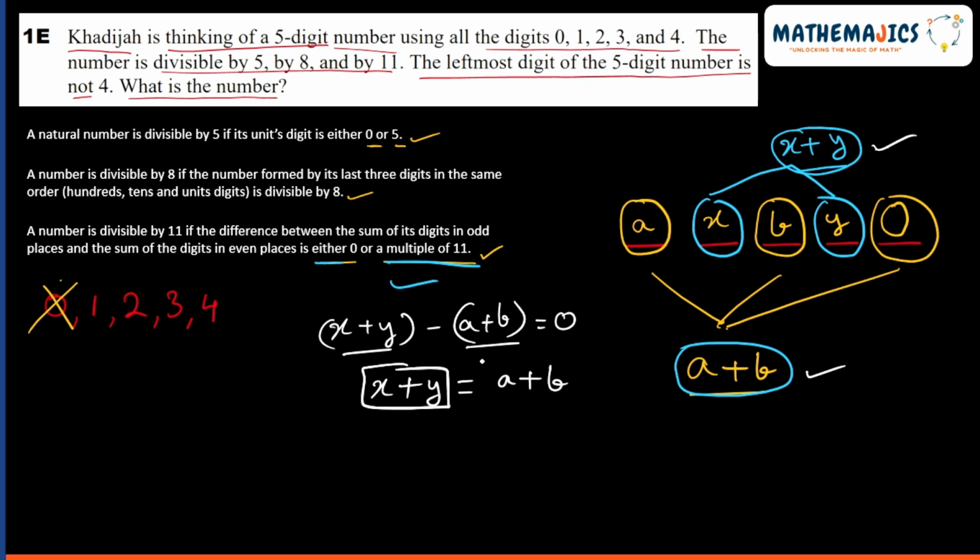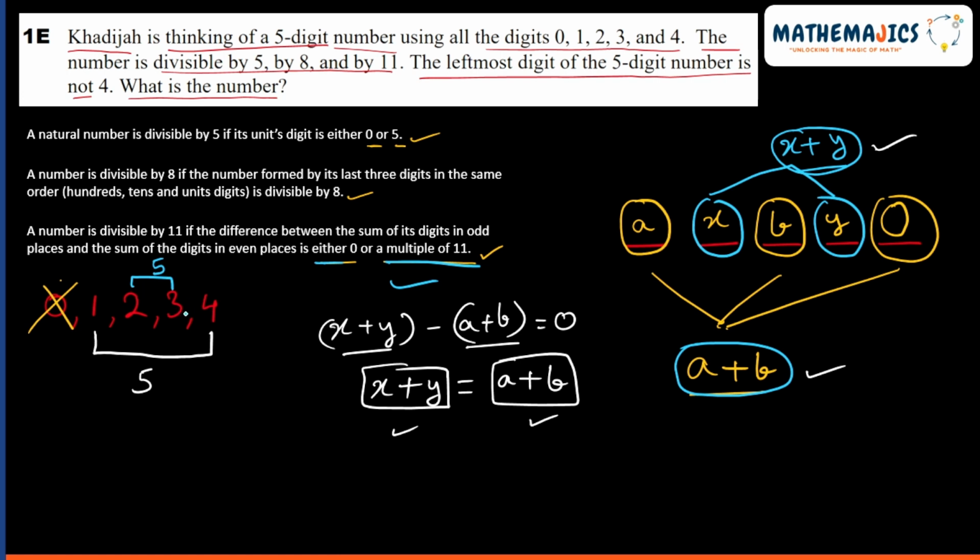So the sum of these two numbers and the sum of these two numbers is the same. Now this can happen only and only if we are clubbing 1 and 4, which gives us 5, and we are clubbing 2 and 3, which gives us 5. Yes, this is the only possibility.